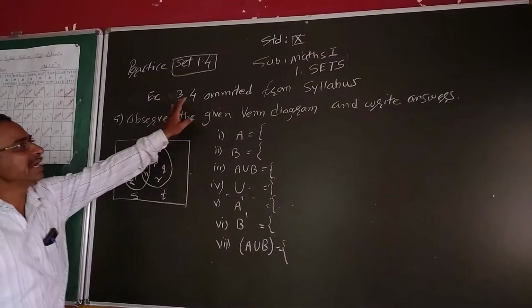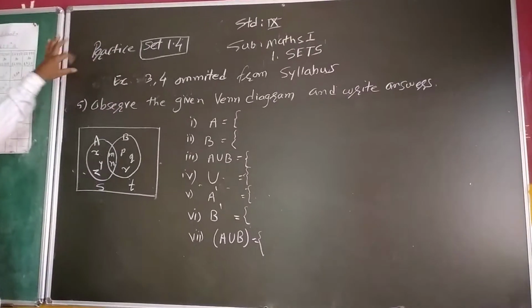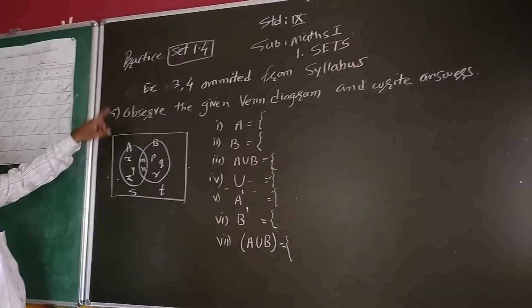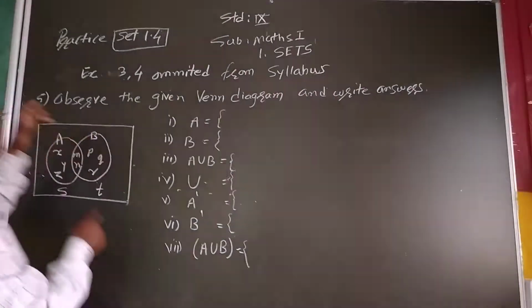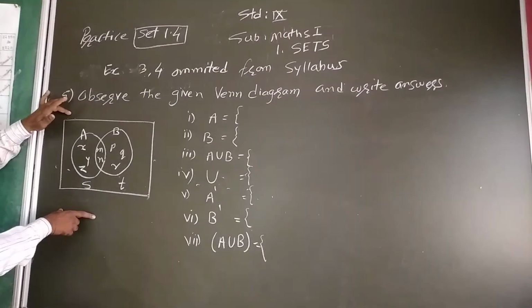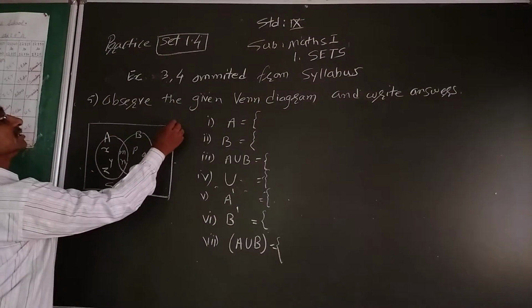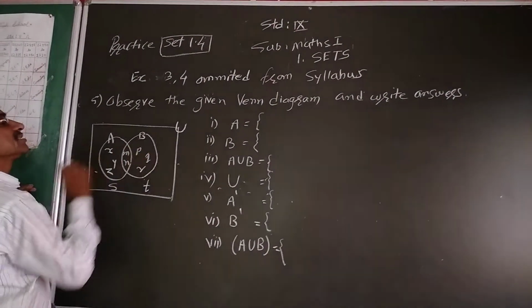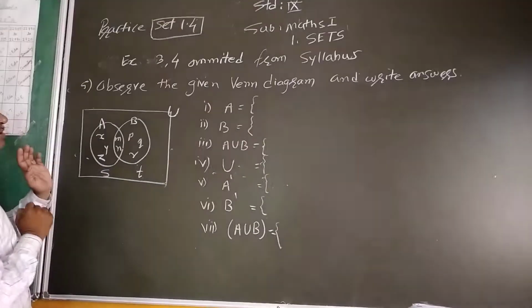Examples number 3 and 4 are taken from the syllabus. Question number 5. Observe the given Venn diagram and write the answer. This is the universal set. A and B are subsets. The elements are given. The common elements are also given here.